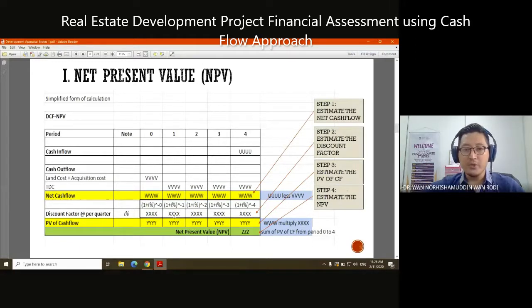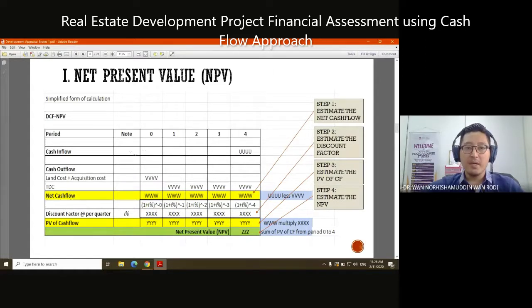Okay, step 4, you need to estimate the net present value. How do we estimate the NPV? It is by summating the value that we get from the PV of cash flow here, from period 0 to period 4. Okay, and then we will get the net present value.